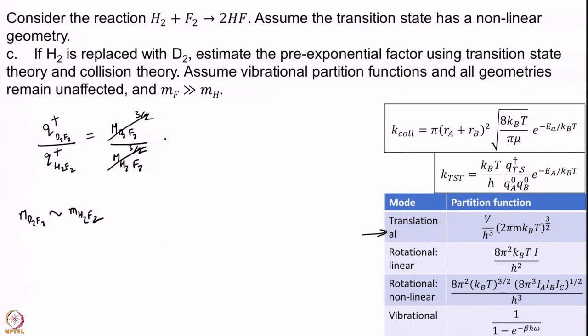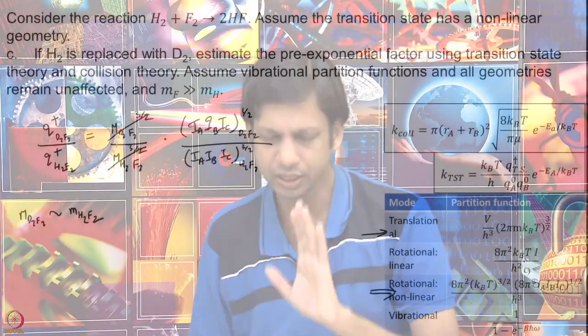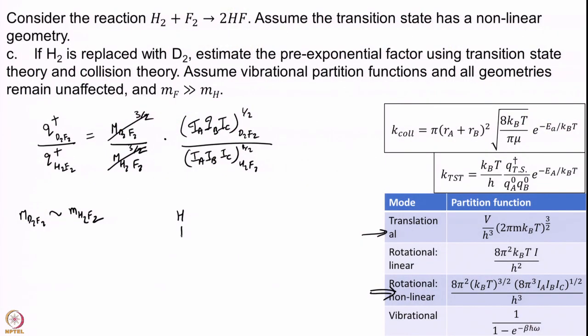Okay. The hard part is the rotational part. So, this will be IA, IB, IC of D2F2 divided by IA, IB, IC of H2F2. Again, we have not discussed much of mechanics in this course. So, we have not gone into this moment of inertia in great detail. But what do these moments of inertia physically represent? They represent three kinds of motions. So, let us just think about what this transition state is. You know a little bit of your chemistry. Some structure like this. Okay.